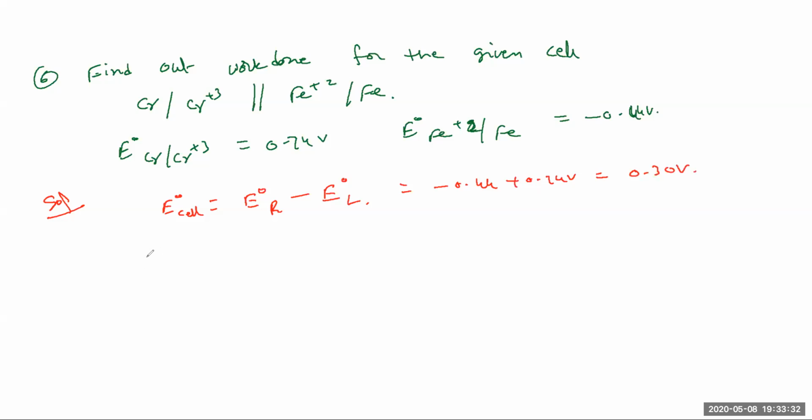But actually, you should write the balanced cell reaction. So 2 Cr plus 3 Fe plus 2, because valencies are not equal, it becomes 2 Cr3 plus 3 Fe. So your number of electrons transferred, n value, is 6. You can take 6 moles.